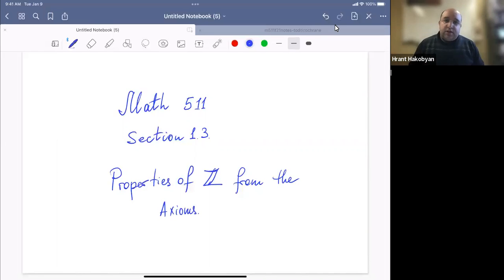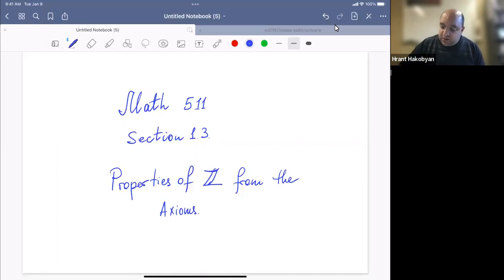Hi everyone, so in this video we're going to talk about section 1.3 of the notes, which is the properties of the integers. How can we deduce the properties of the integers from the axioms?